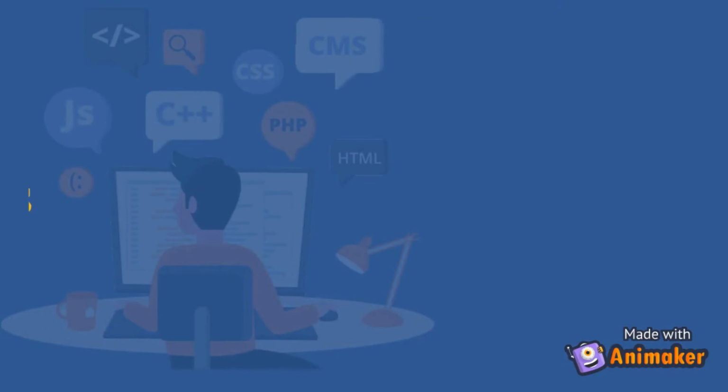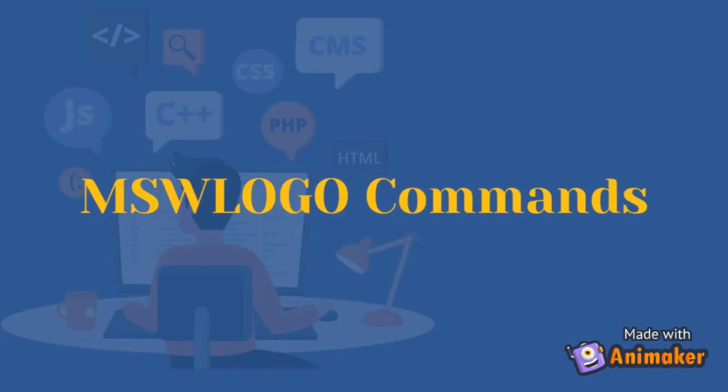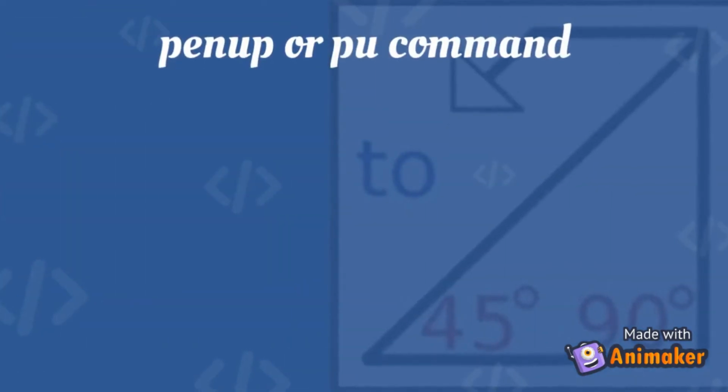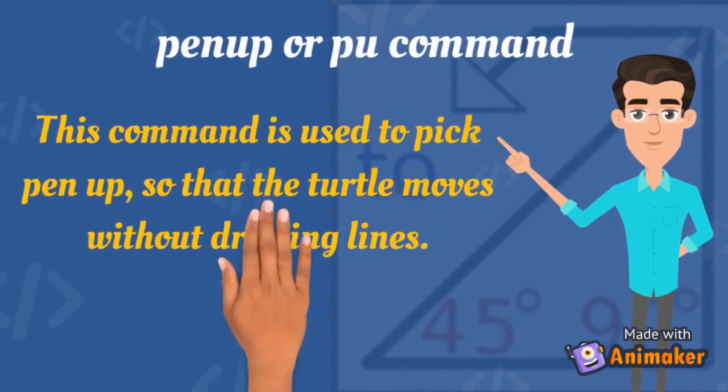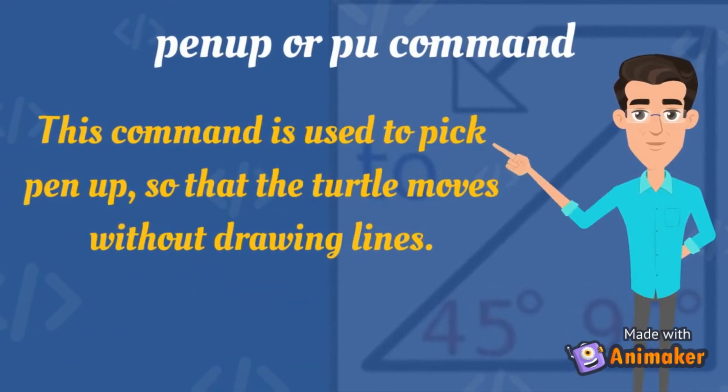Now let's learn about some more MSW logo commands. So the first command is pen up or the PU command. This command is used to pick pen up so that the turtle moves without drawing lines. For example, pen up or PU.